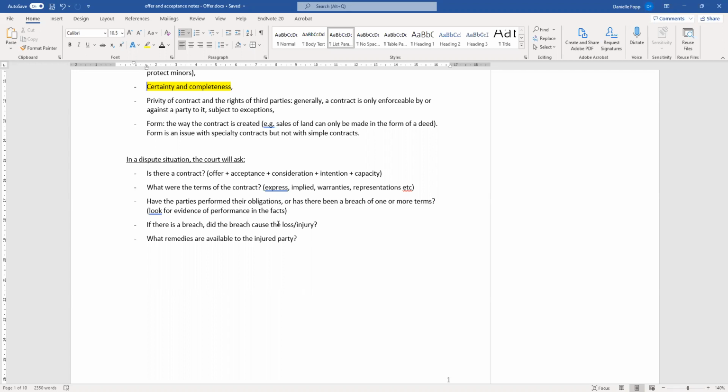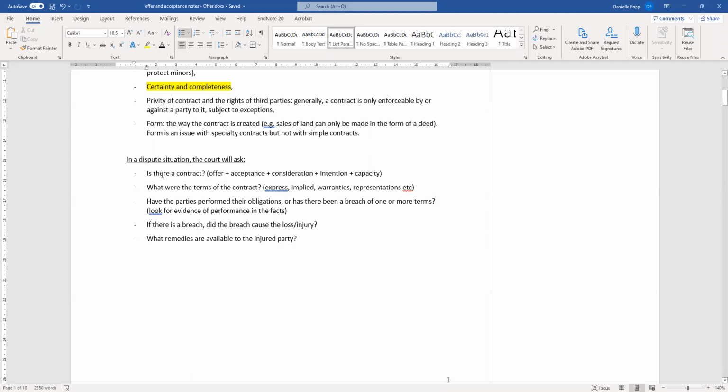Then have the parties performed their obligations, or has there been a breach of one or more of the terms? That's often a problem question that comes up, the breach of contract. So what we're doing there is looking for evidence of performance in the facts. Is there a breach? Did the breach cause loss or injury? Remember, loss and injury doesn't necessarily have to be monetary. And what remedies are available to the injured party?